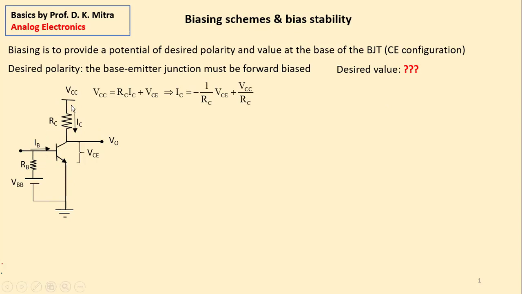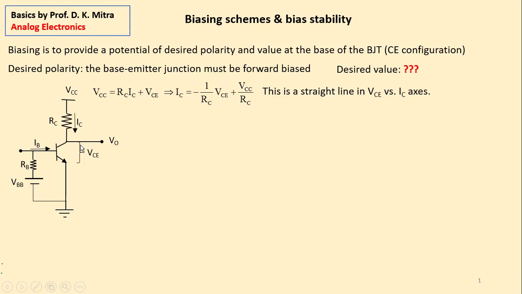This is just an equation, KVL, Kirchhoff's voltage loop equation through this line: VCC to RC to collector to the transistor to the ground. It says VCC is equal to IC RC, the drop across RC, plus VCE. This is a simple ohmic relation. If you manipulate a little bit, IC is equal to minus 1 upon RC times VCE plus VCC by RC. Now look at this line. This is y equal to mx plus c. It's a straight line equation. This is a straight line in the VCE, IC axis.